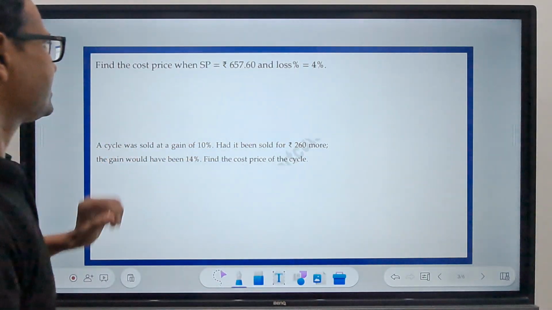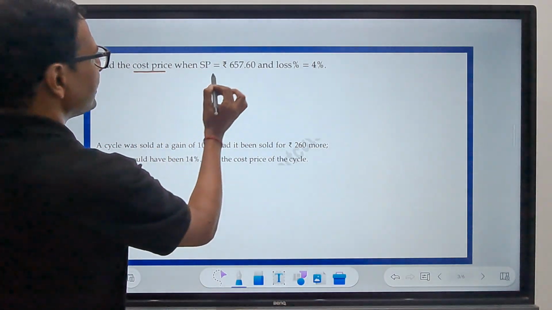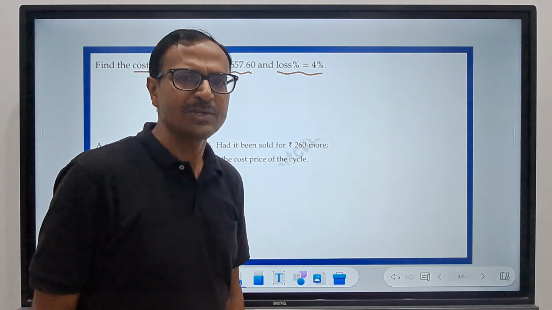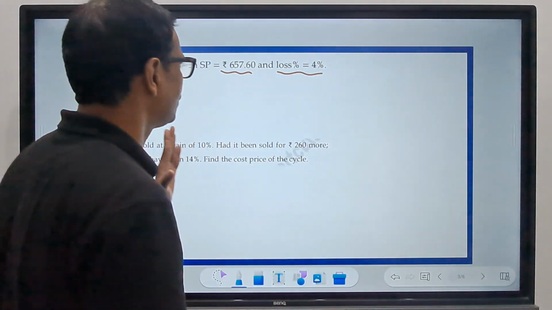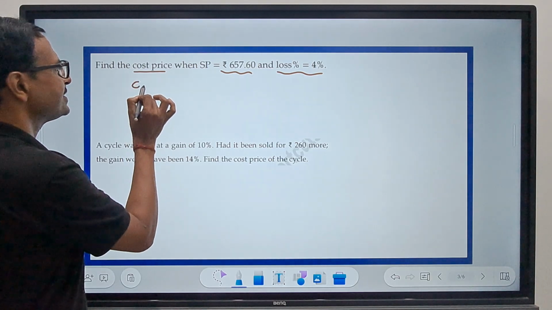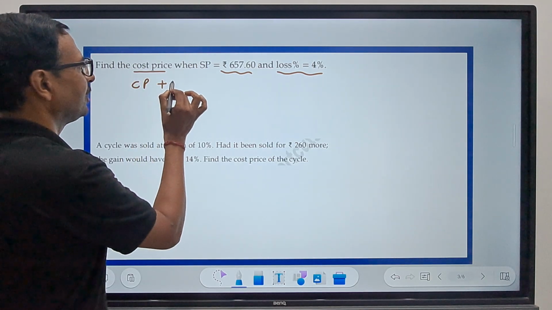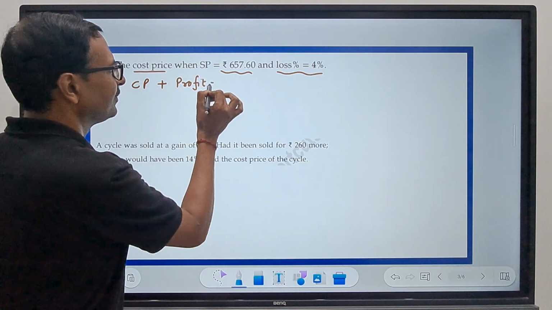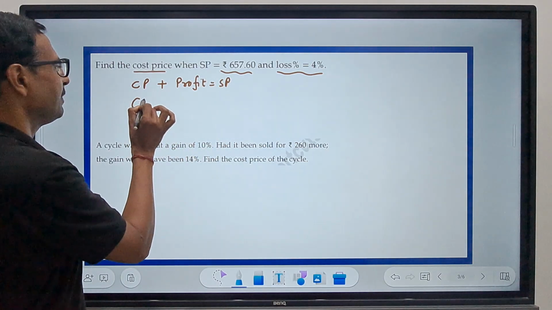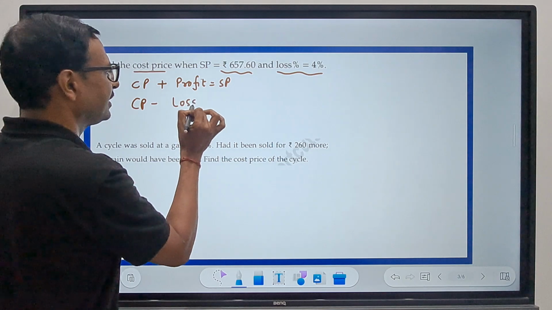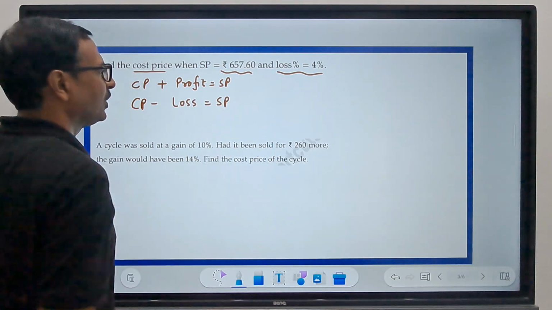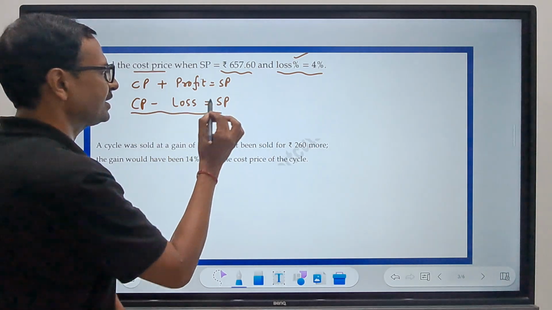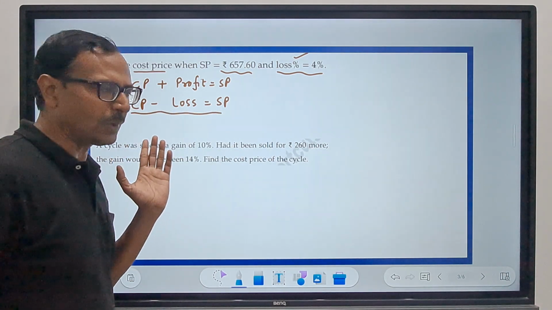The first question says, find the cost price when the selling price is given and the loss percentage is given. So it's a very simple question. You should know that cost price plus the profit gives you the selling price, and cost price minus the loss gives you the selling price. In this case, because loss percent is mentioned, we will be using the latter, the second one.